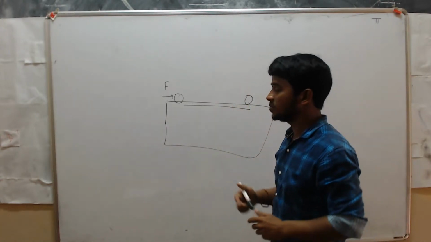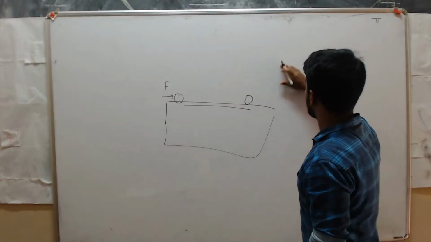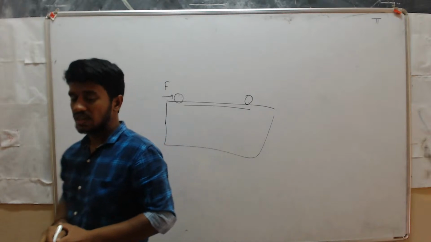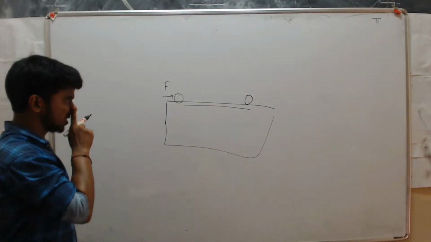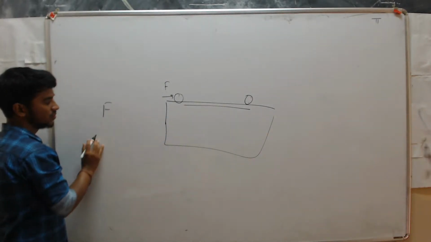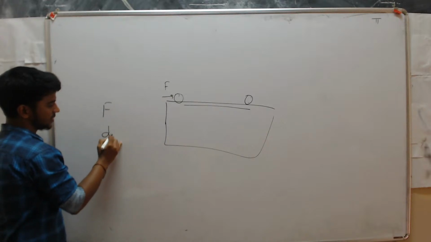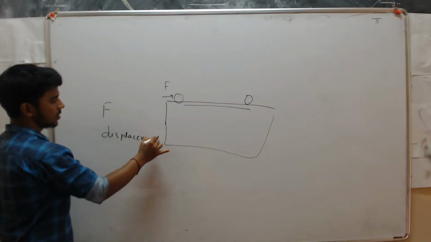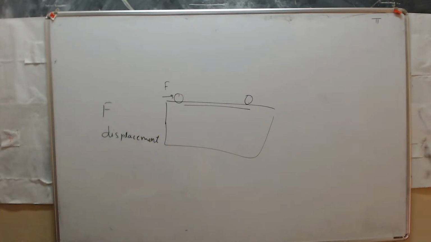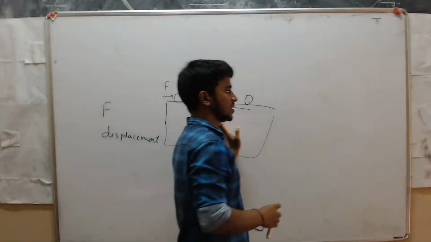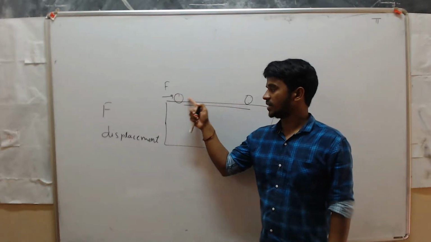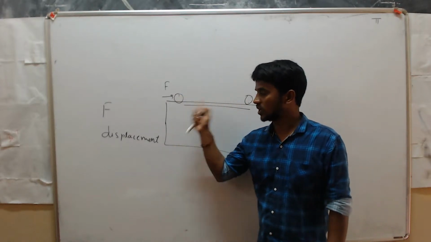Clear? In these examples, if you notice, two conditions are necessary. One is force, second one is displacement. So in the first case, the force applied on the object, that object got displaced and it got some displacement. So your work is done.